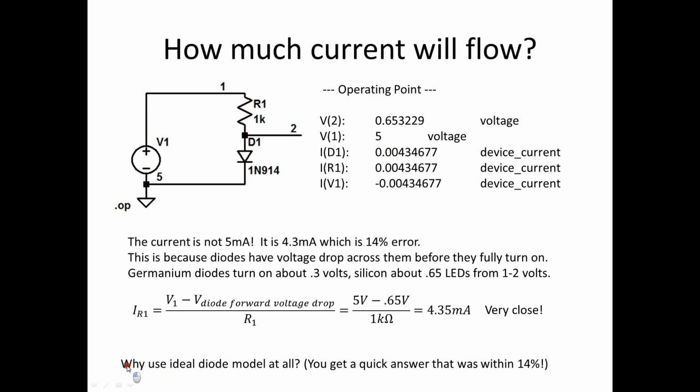Now you might ask yourself, hey, why use this ideal diode model at all? Well, by just assuming that it has zero resistance forward and infinite resistance in reverse, I was able to get an answer very quickly that was within 14%.